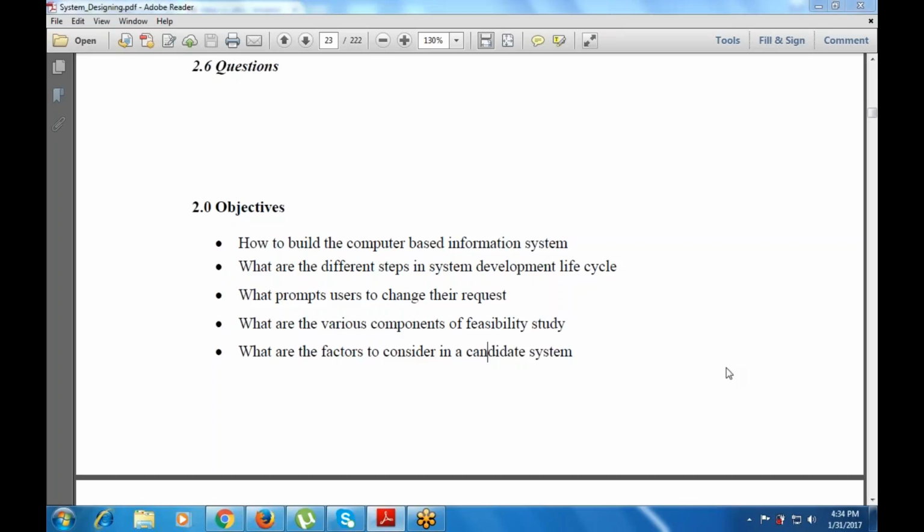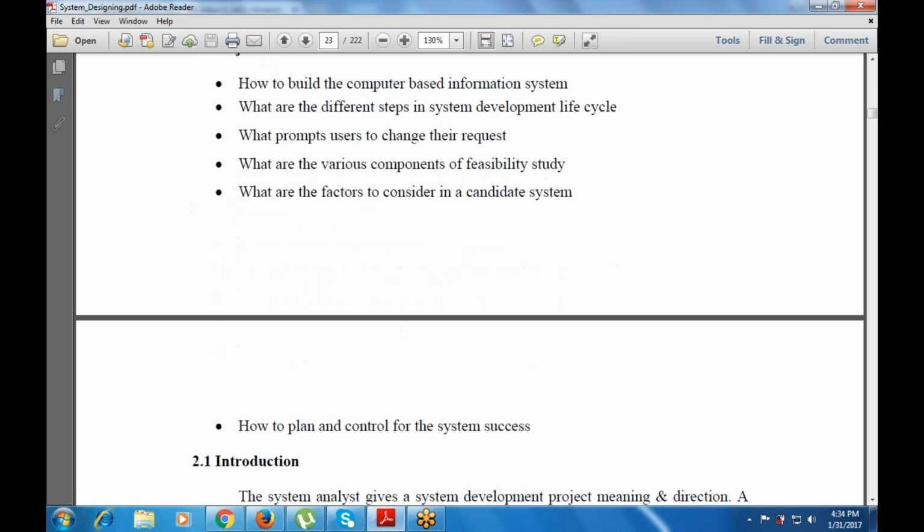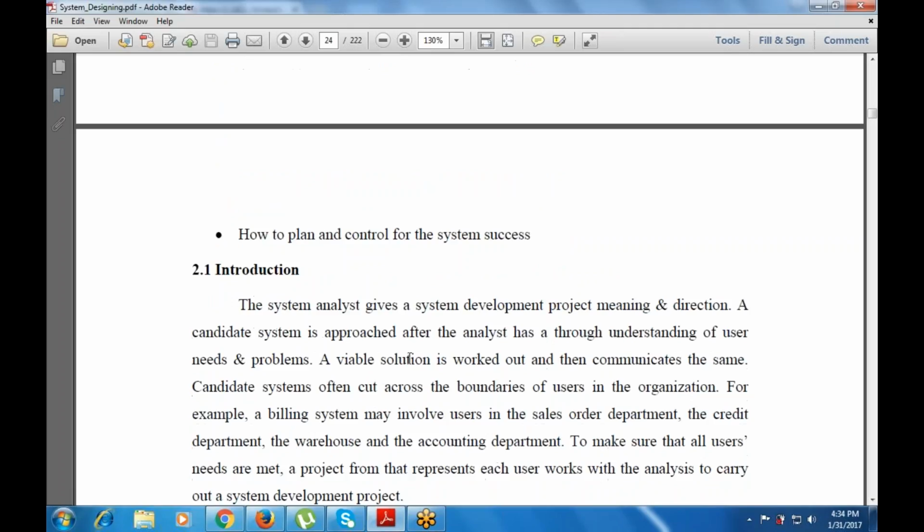This is used to show how to change or how to build the computer-based information system, and what are the various steps followed in the SDLC, which prompts the user to exchange the request. What are the various components of the feasibility study, and what are the various factors to consider in a candidate system, and how to plan and control for the system? What are the various planning and controlling phases available for the system success? Now, this is the introduction.